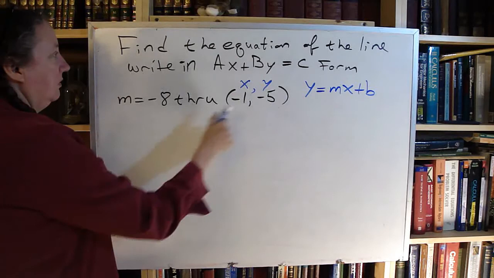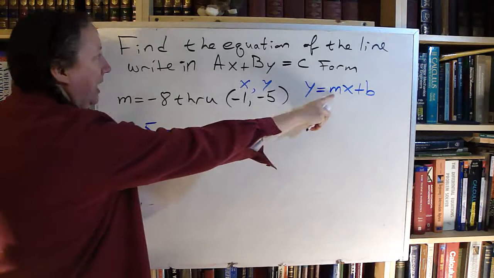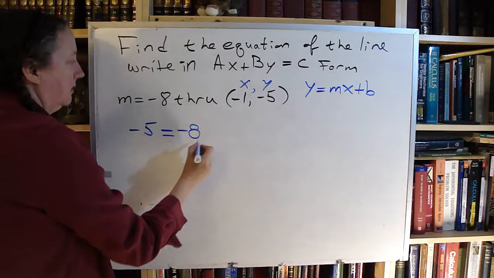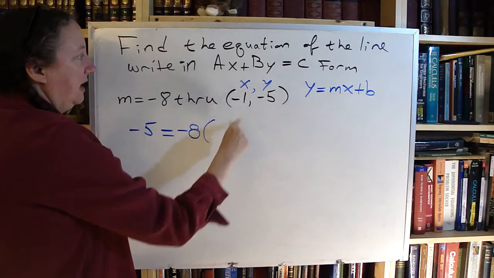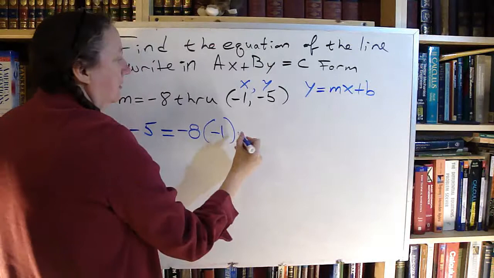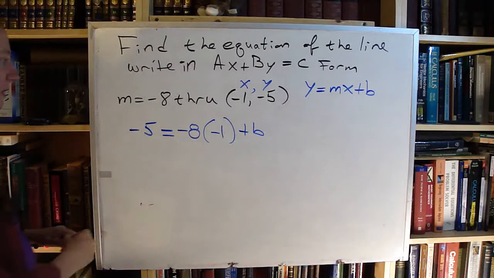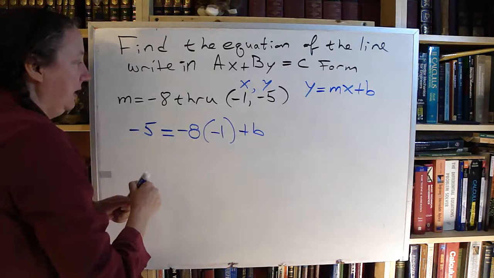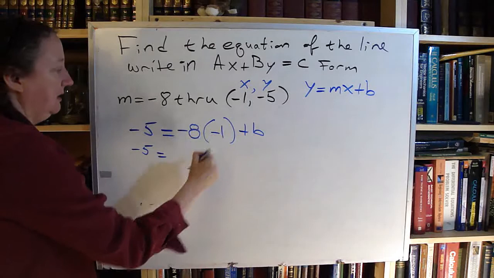y equals, so I see y is negative 5. That's where I start. m is negative 8, times x, x is negative 1, plus b. Can't simplify this side any. I can simplify this by multiplying those two together. So I have negative 5 equals negative times negative is positive. 8 times 1 is 8. And I carry down my plus b.